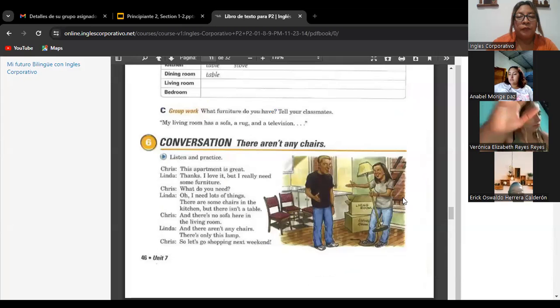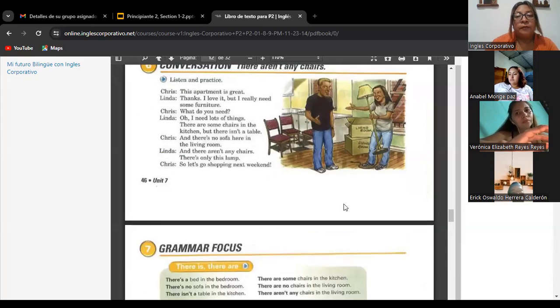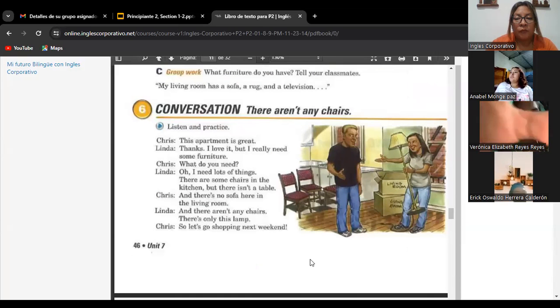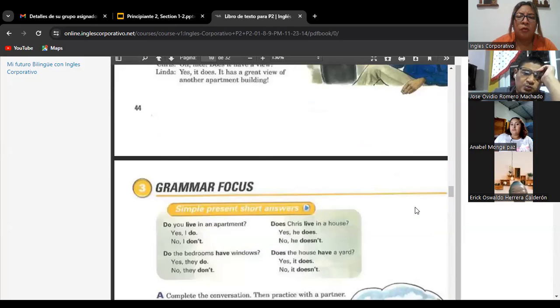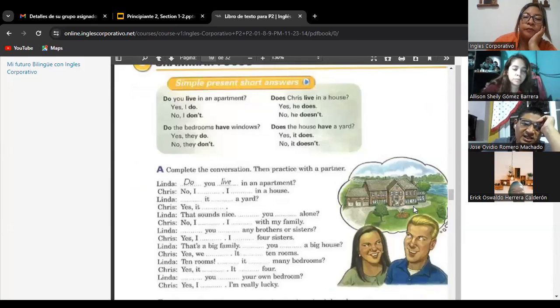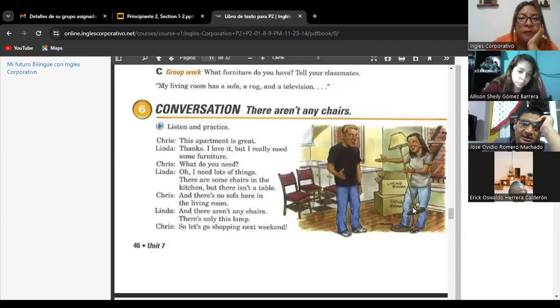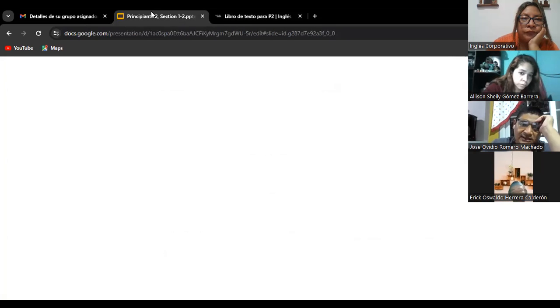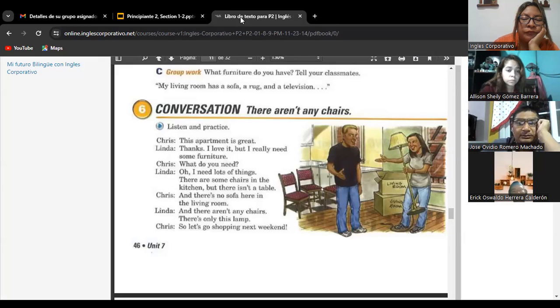So let's continue. We have a conversation. Okay. This apartment is great. Did we practice this conversation? Yes, right? No. No. No. Only this, right? Yes, the leg view. Okay. Wait a minute.